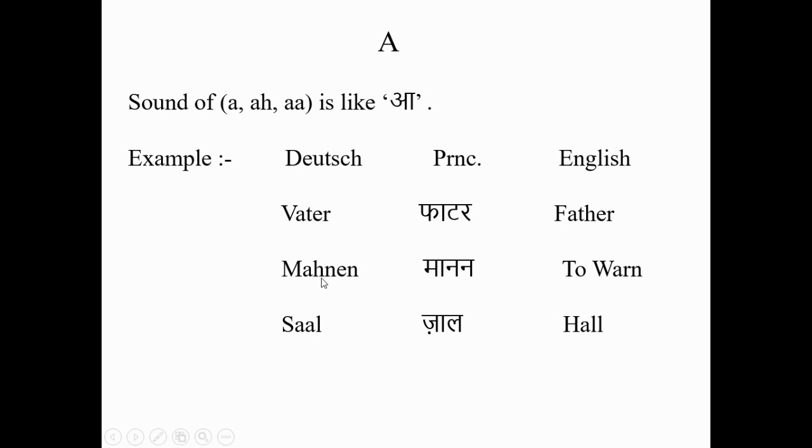Next is ah. The sound of ah is also like a. So this is wahn, which means toward. Next is double a. The sound of double a is also like a. So this is Saal. Saal means hall.